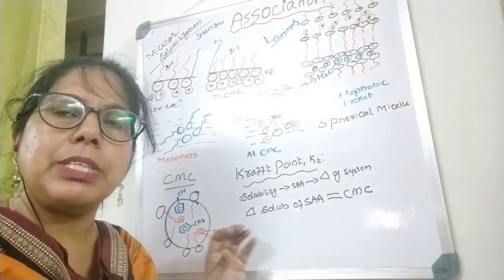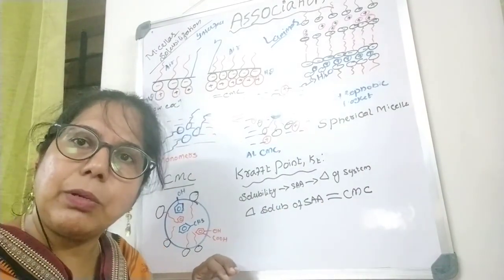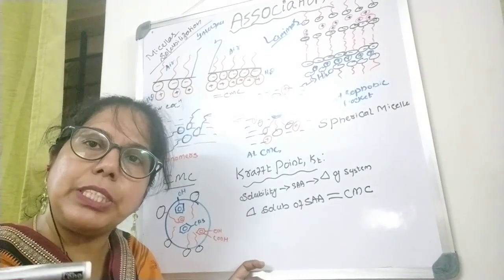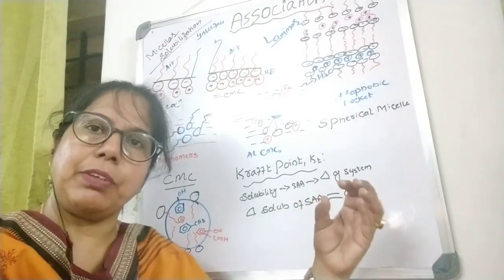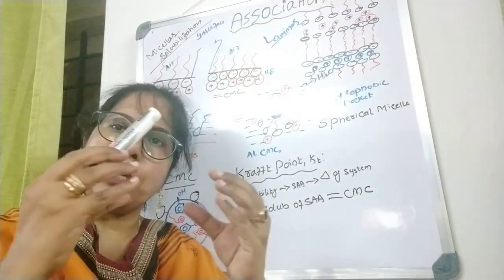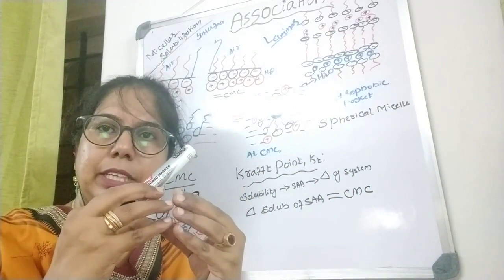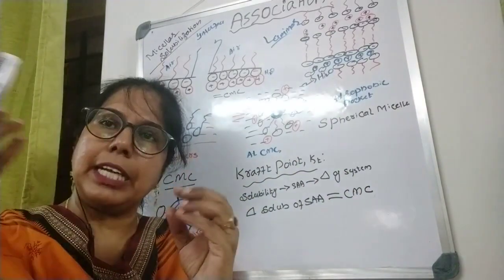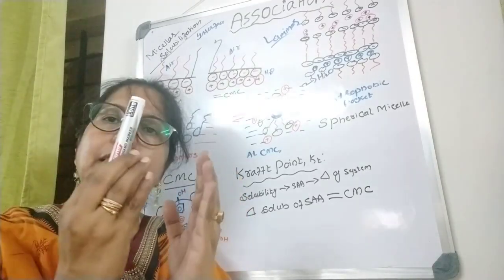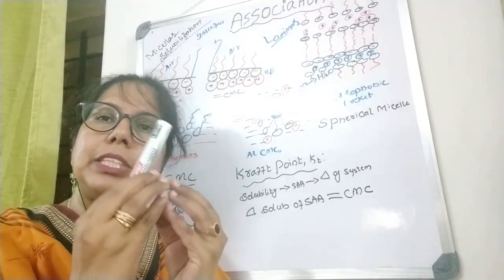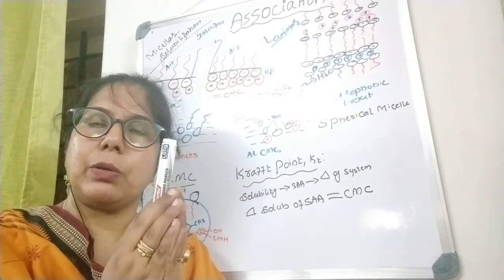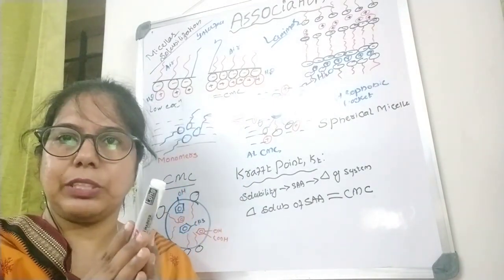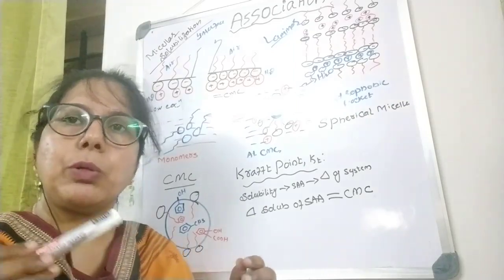So first we will see what association colloids are. It is a self-explanatory term. Association means individuals form a group, they associate together. Larger individuals come close together to form an association or a group. So the main hero of association colloids is the monomer.